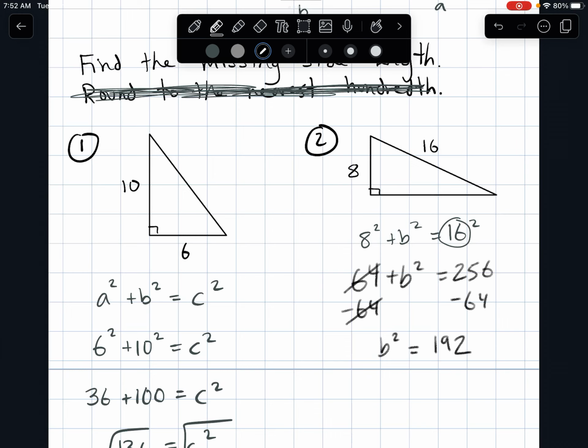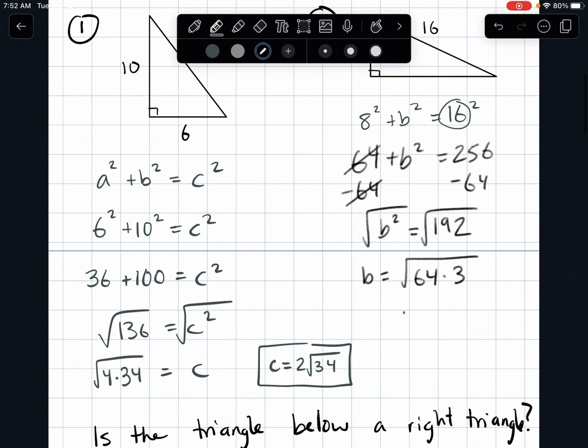Let's see, it looks like we can take out a 64 from that. So if I square root both sides, we get b equals the square root of 192. 192 divided by 64 is 3, so 64 times 3. That means we get b equals 8 square root 3. All right, so try to simplify those radicals as you go. Make sure you try to take out the largest perfect square factor.